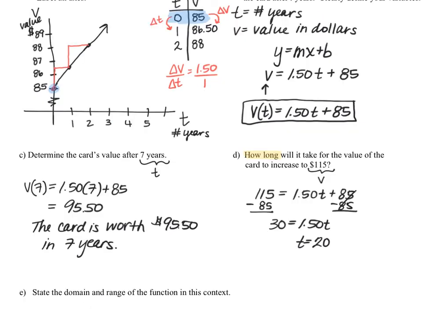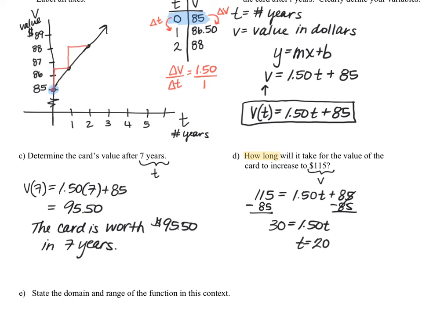So let's write a summary sentence. If t is equal to 20, that means it will take 20 years for the value of the card to be $115.